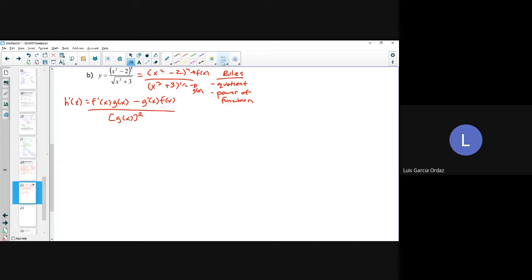So now let's find the derivatives of each one separately. So let's find the derivative of f of x. What would that give us? So again, we have to use the power of a function rule to figure out the derivative of f of x. The more organized you get your questions set up, the easier it becomes to just simplify pretty easily.